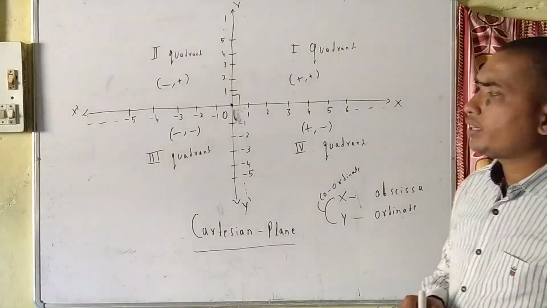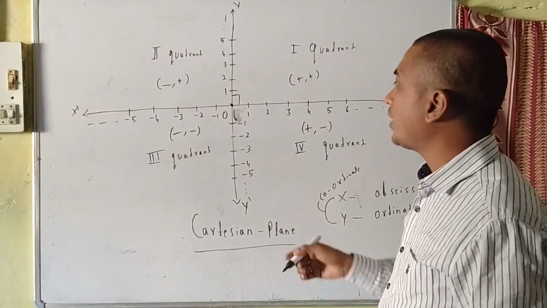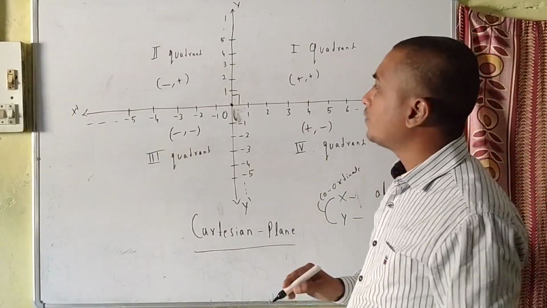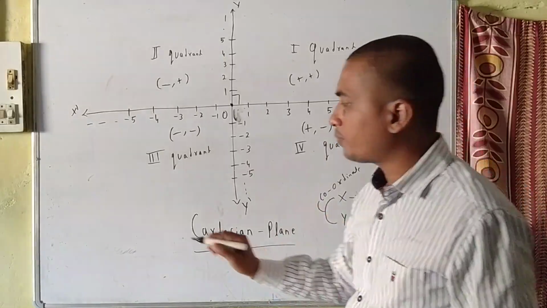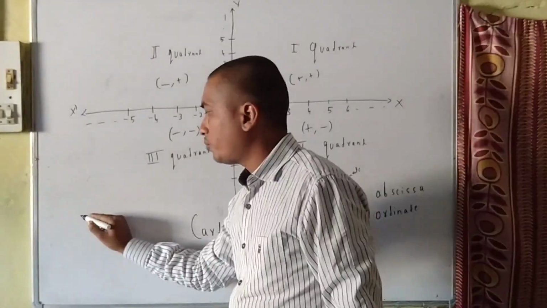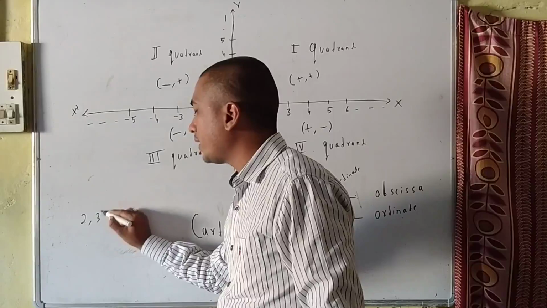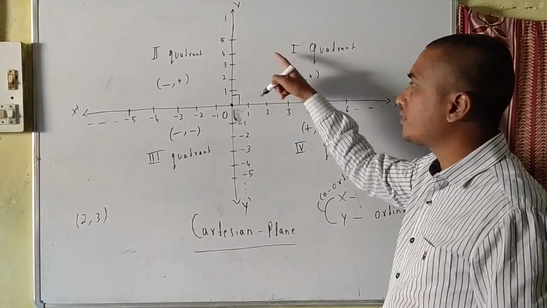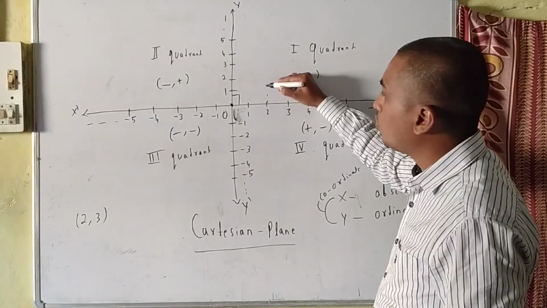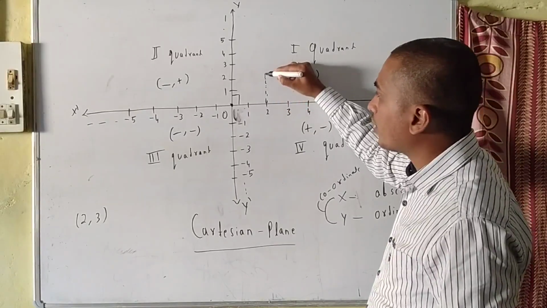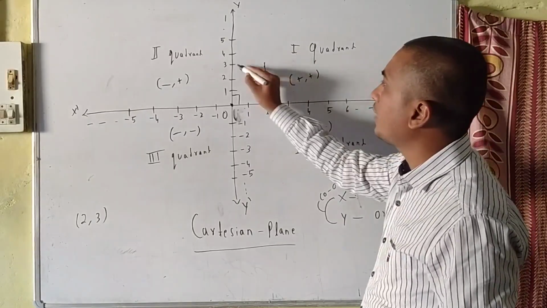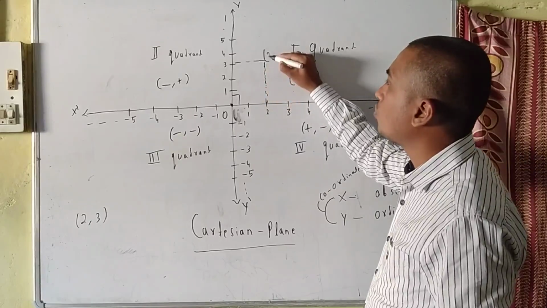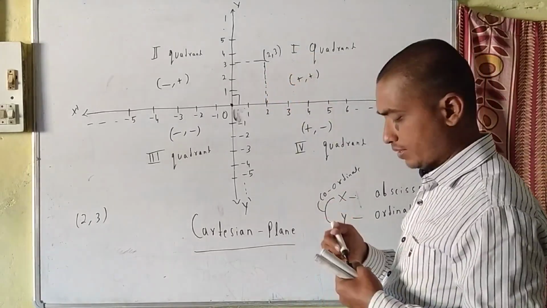If we want to plot any point in this plane, we first take x. Suppose we want to plot the point (2, 3). So here the x distance is 2 and the y distance is 3. So we go 2 parts along x and 3 parts along y, and that is this point (2, 3).